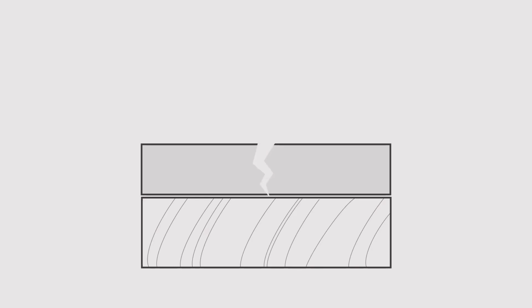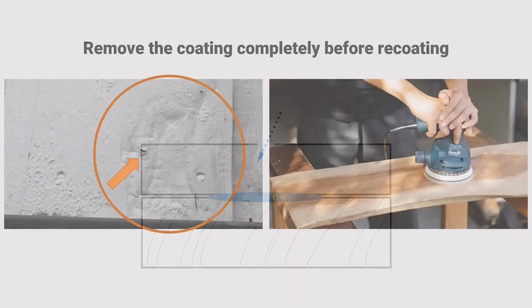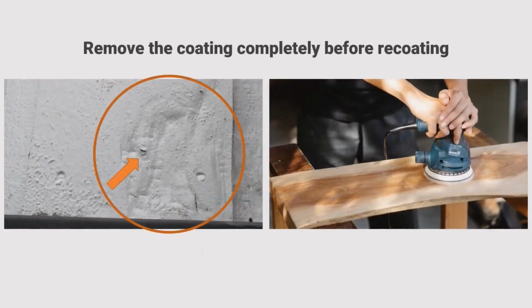Cracks and flakes in the coating or paint allow water to enter and become trapped between the wood and coating, creating a perfect environment for decay. Once cracks, peeling, and blisters start to appear, the coating needs to be removed completely from the wood before recoating, creating a lot of work for the owner. For this reason, film-forming coatings are not recommended for highly exposed areas.